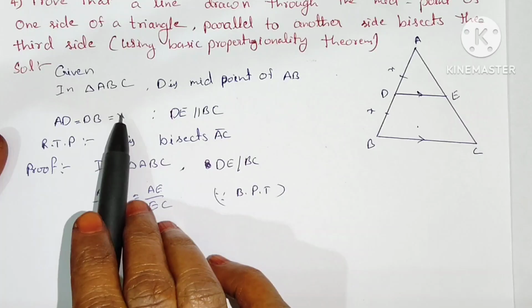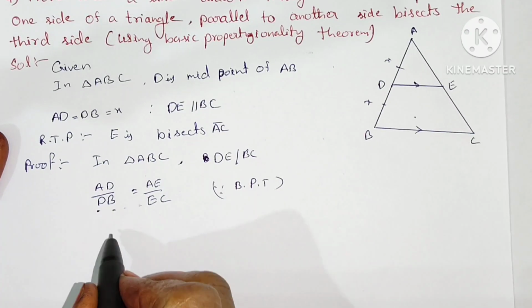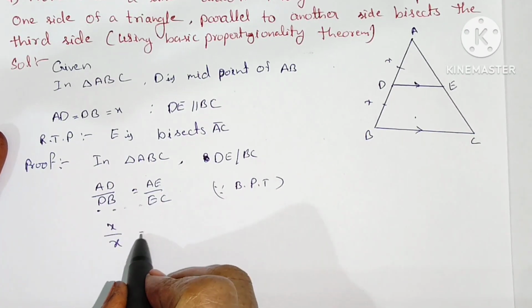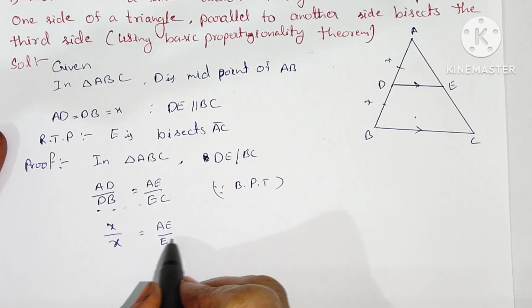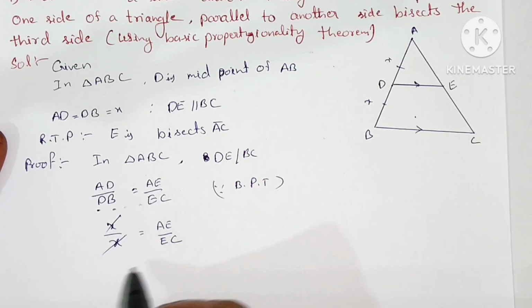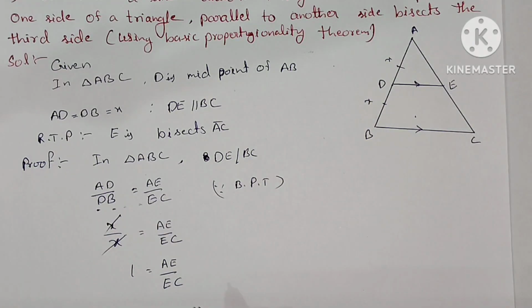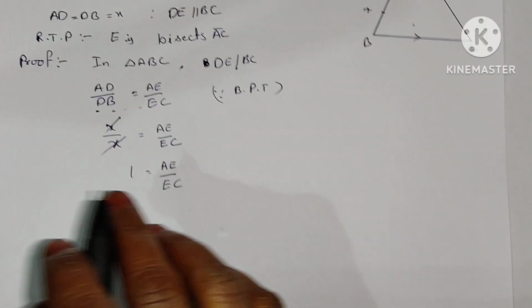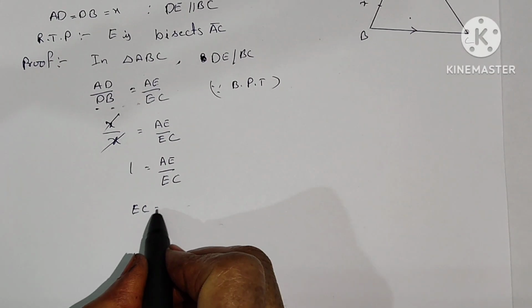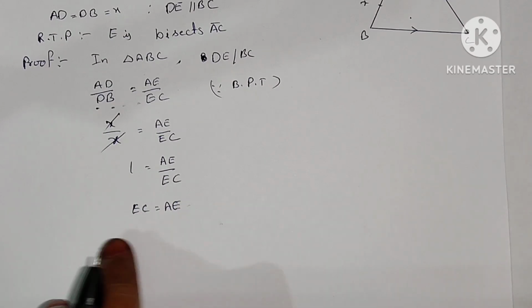Here AD by DB equal to X. So both are equal to X. X by X equal to AE by EC. AE by EC, X gets cancelled. Here 1 equal to AE by EC. We carry EC to the left-hand side. Here EC equal to AE. So these two are equal.